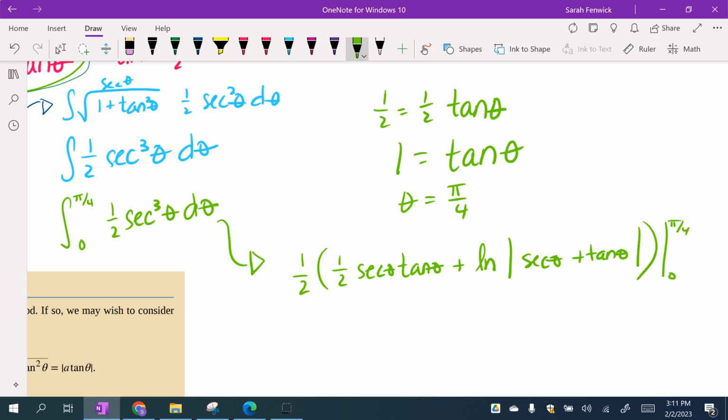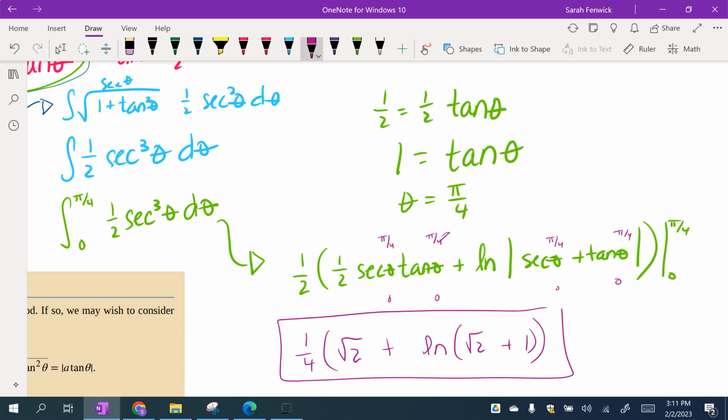When you plug everything in, when you put a pi over 4 here, and here, and here, and here, pi over 4 everywhere. This dog is killing me. And then you go back and you put in zeros everywhere and you subtract, you end up with 1/4 square root 2 plus ln square root 2 plus 1 as your answer.